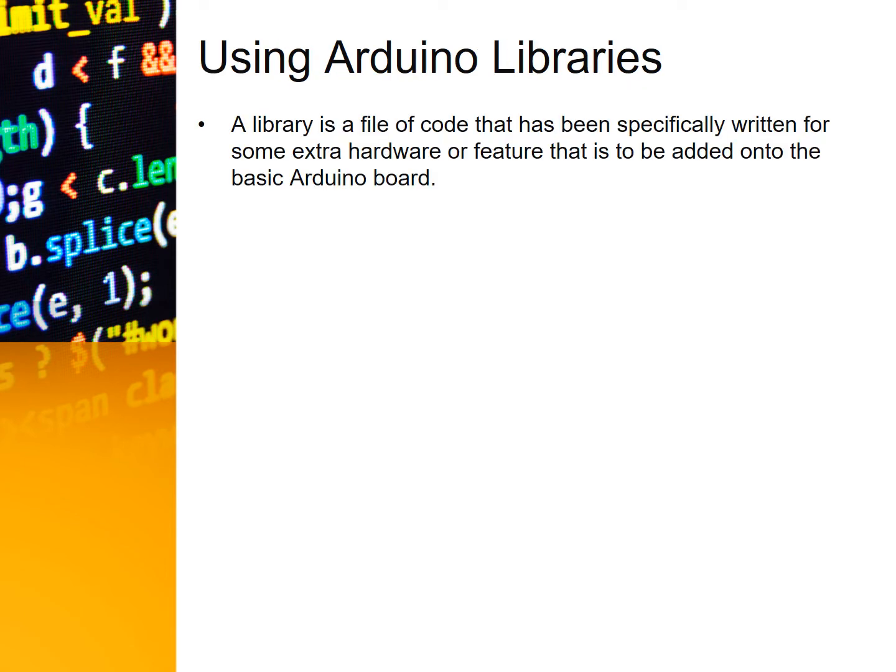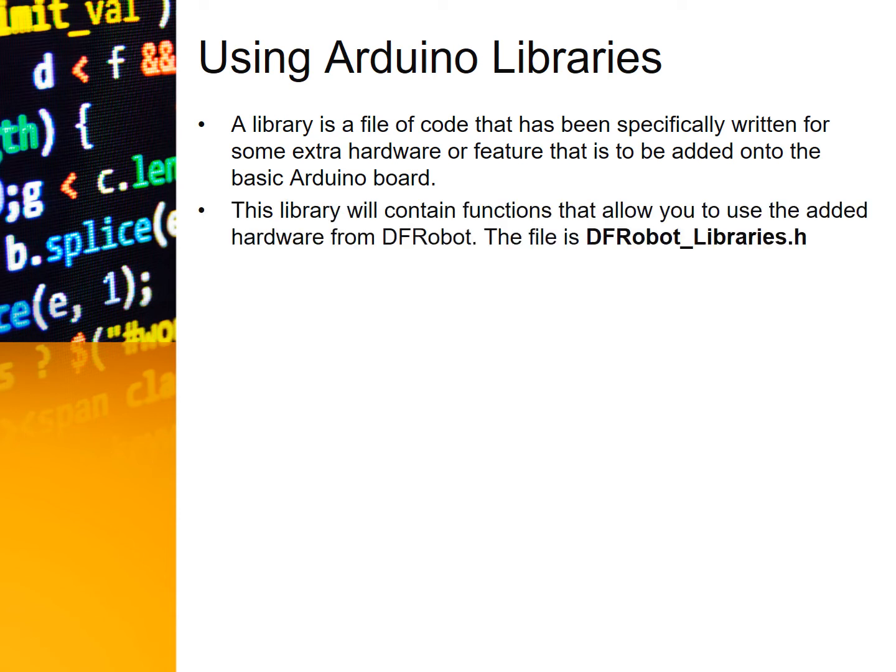A library is a file of code that has been written specifically for some extra hardware. So each of the sensors that you are adding to your Arduino board will have a separate set of instructions written for them to be controlled by the Arduino using C++. Now, you need to get the appropriate library that will match your hardware, otherwise the hardware won't run. This library contains functions that allow you to use the added hardware, as we just said.